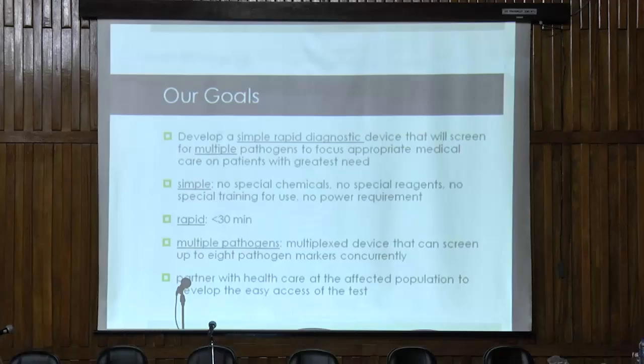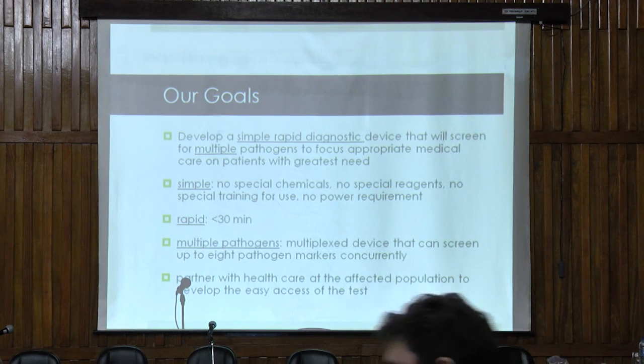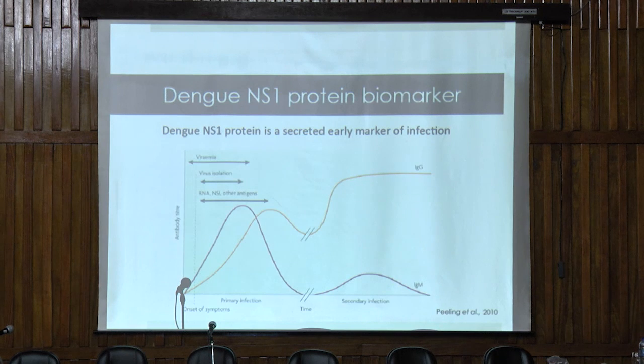Okay, fine. So how do we do this? The only way to do that, of course, is to go where the epidemics are. They're not in Boston, they're not in California, they're in every part of the world, but not in the United States. And this is just to tell you how difficult it is, because you have a window of opportunity that is where the NS1 is present, not later.